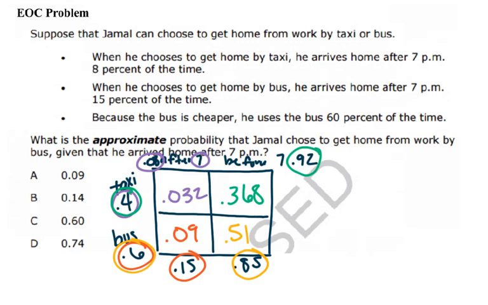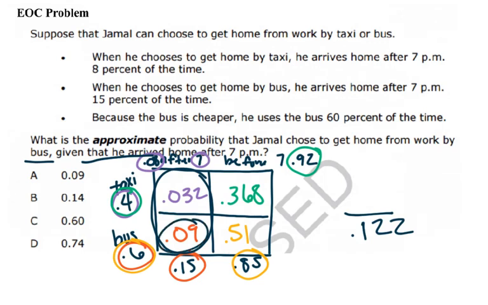So what is the probability that Jamal gets home from work by bus given that he arrives after 7? So these are all the ways to arrive after 7. If I add those, I get 0.122. Out of that, I want the probability that he went by bus, which is 0.09. So I'm going to put that in my calculator, and I can round to 0.74.